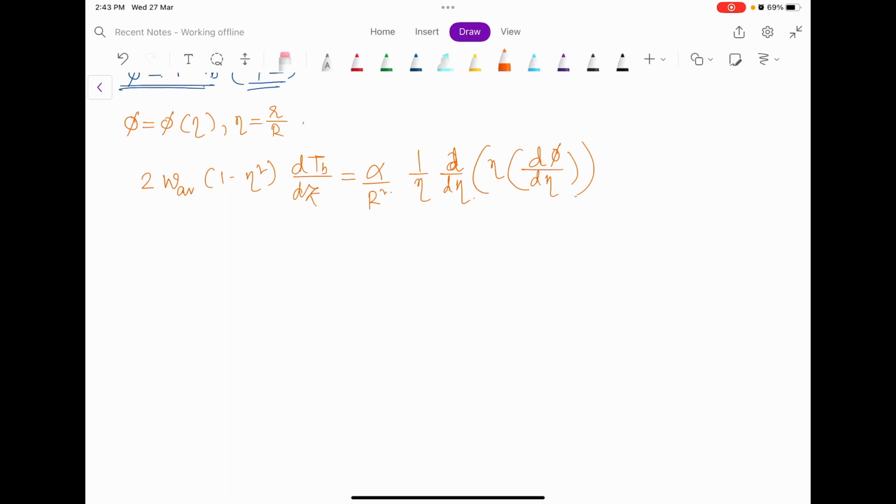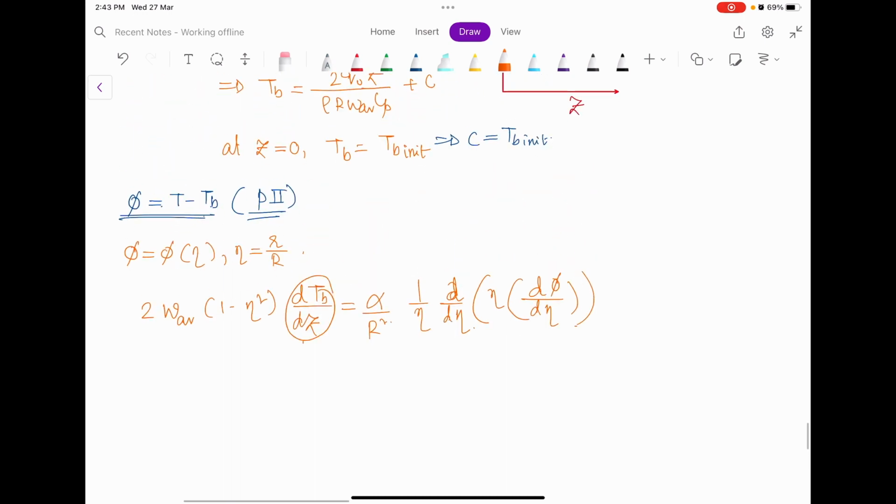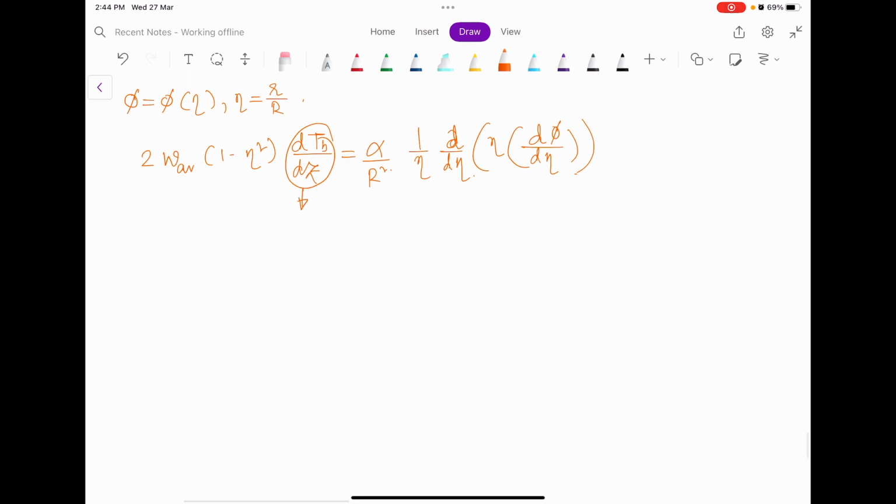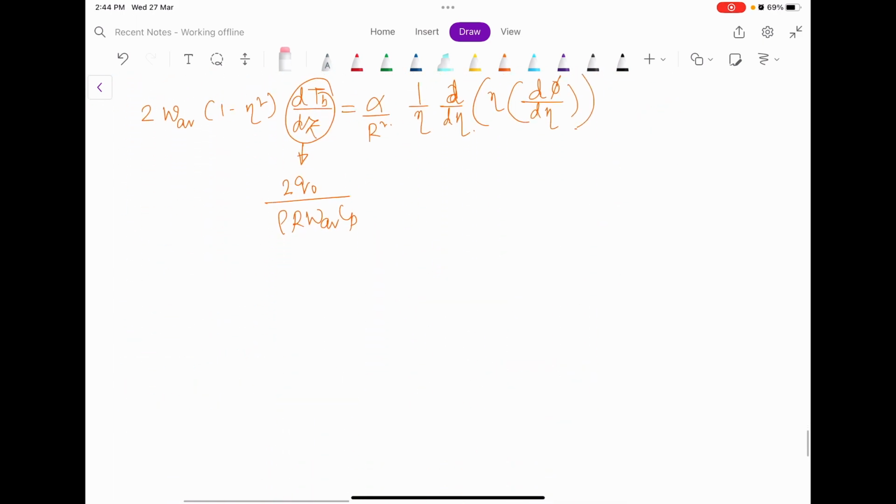Then I am having some expression for this dTb dz, and that is what? That is 2q naught by rho r w average Cp, right? Yes. So finally my equation becomes 2 w average. Okay, so this and this will cancel out. Okay, so let me write it here in a good way, because I am prone to making silly mistakes.